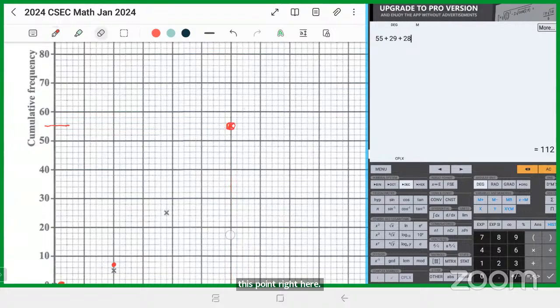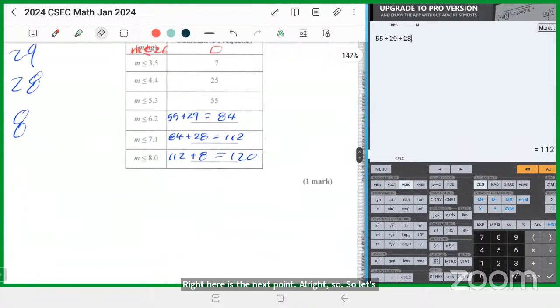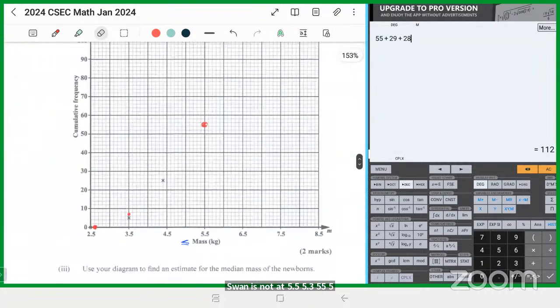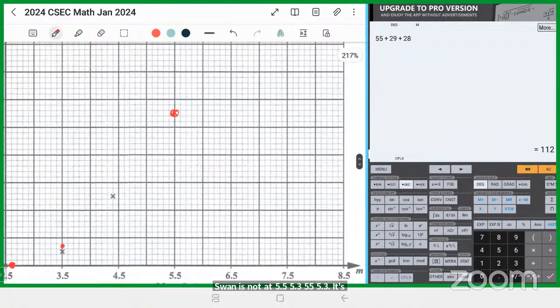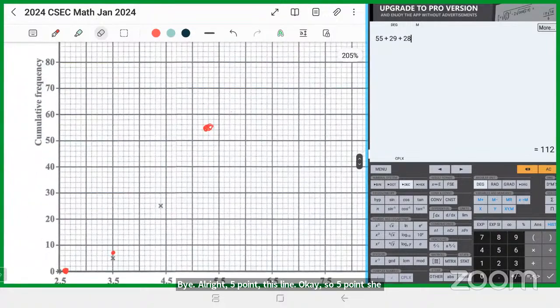All right, so let's just check those. Next one. This one is not 5.5, it's 5.3, 55. So I still put the wrong place. So actually here's 5.3. This is 5.5, 5.4, 5.3 is here. So this is where I need to be. 5.3. All right, 5.3 is this line. Mark it properly, Mr. Shaw. 5.3 is this line. All right, and it's at 55. 55 babies measure less than or equal to 5.3.